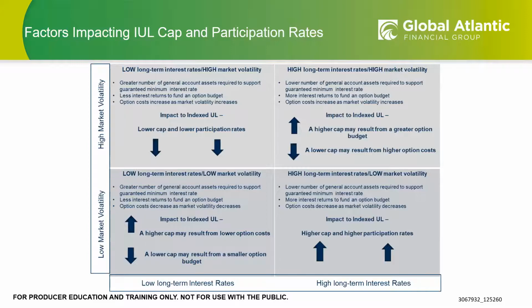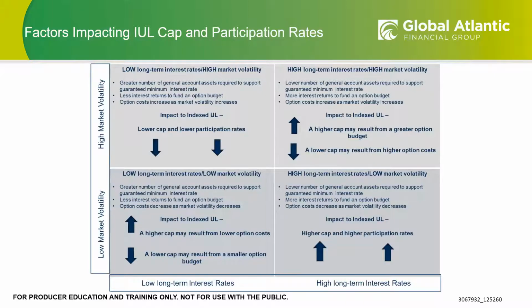Really, the best case scenario for index universal life is high long-term interest rates and low volatility. If we see both of those things, you'll see index universal life caps and participation rates increasing, with carriers offering higher cap rates and higher participation rates. So those are the factors that really influence a carrier when developing a product.